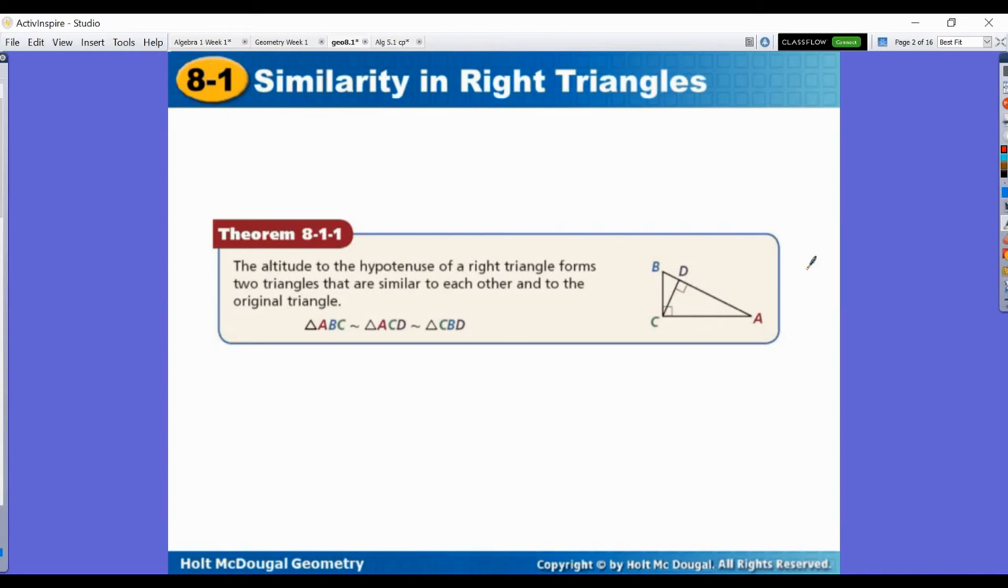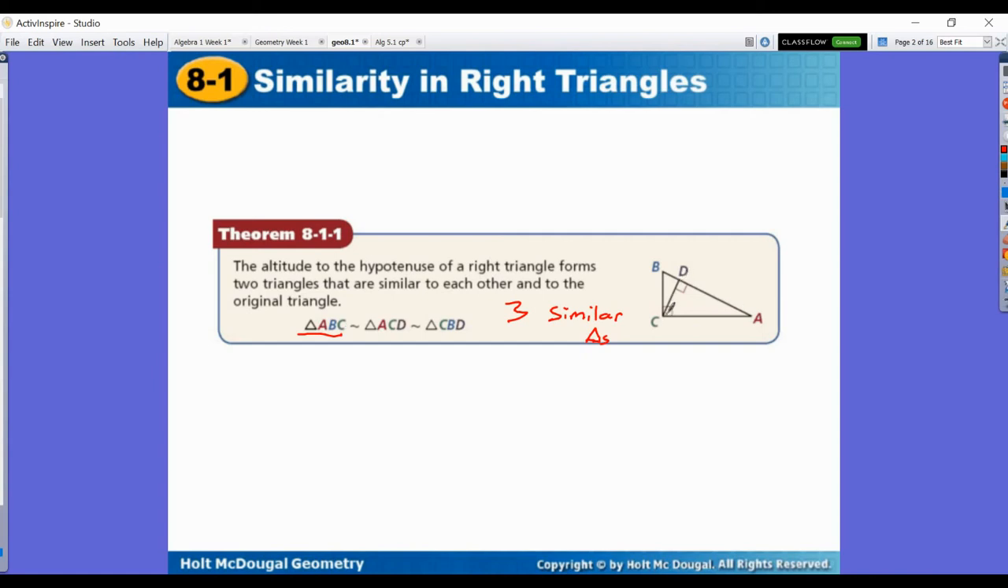So if we have a right triangle already, and if we have an altitude that originates from that right triangle, then what it's going to do for us is create three similar triangles. So basically out of this large triangle here, we have three actual right triangles that are similar to each other. We have a large right triangle, which would be this one here, triangle ABC.